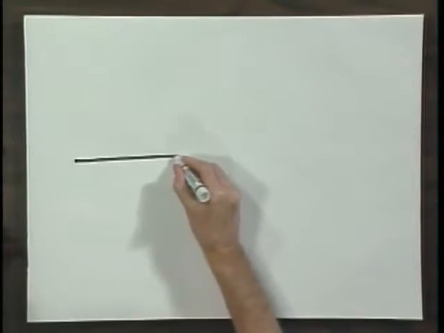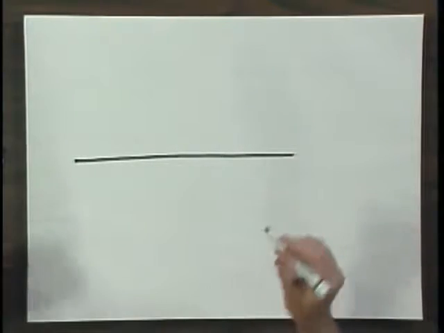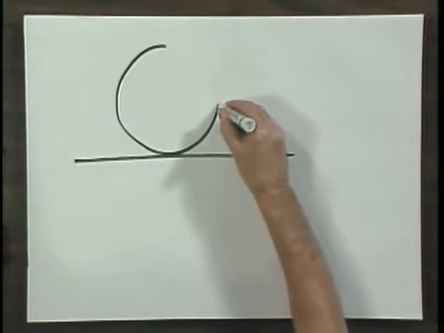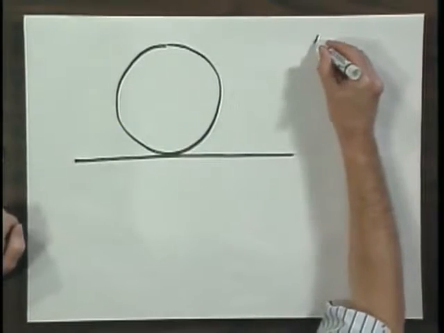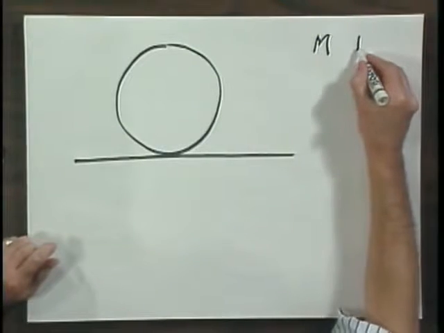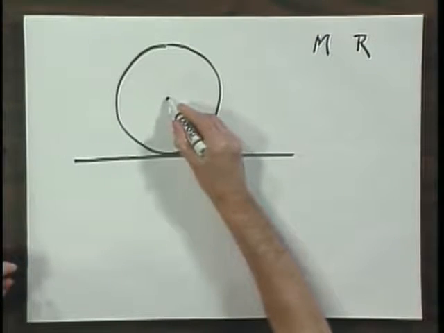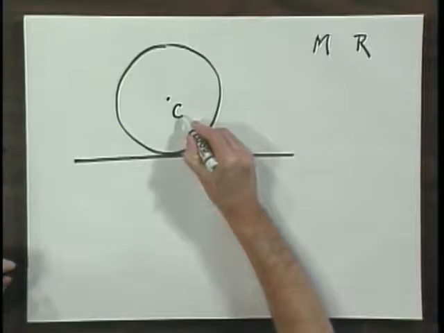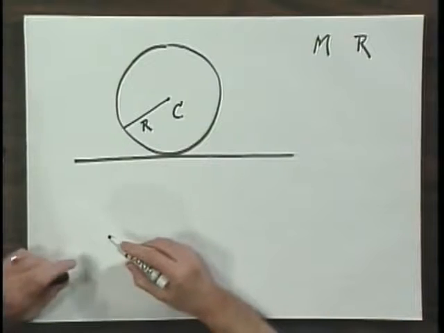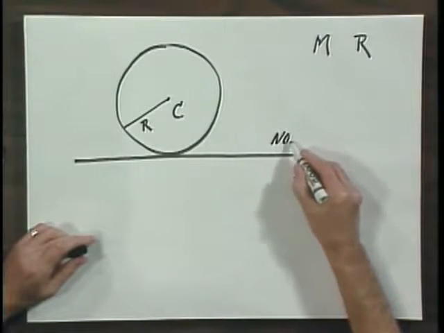I now want to do a classic problem of hitting a billiard ball and then see what's going to happen. This is a frictionless table, which is a little bit artificial, and here is the billiard ball. The billiard ball has a mass m, the mass is uniformly distributed throughout, and it has a radius r. Let this be the center of the billiard ball C, so this radius is r. And there is no friction.